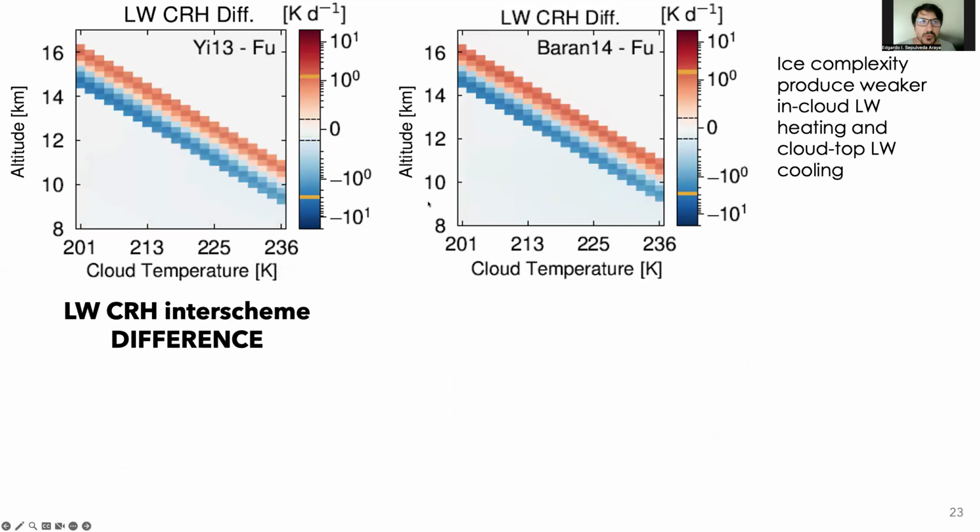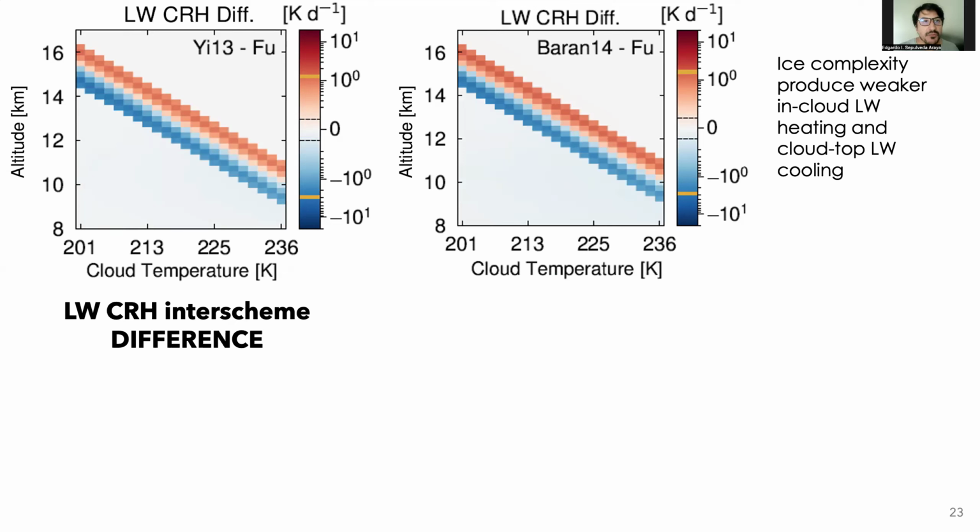So again, we can do the same test for the long wave cloud heating. When we compare these two schemes, like the E relative to Fu and Baran 14 relative to Fu, we find relatively similar results in the long wave. So we have overall less absorption in the long wave from E and Baran 14 relative to Fu. This less absorption is leading to a weakening of the in-cloud heating and weakening of the cloud top cooling.